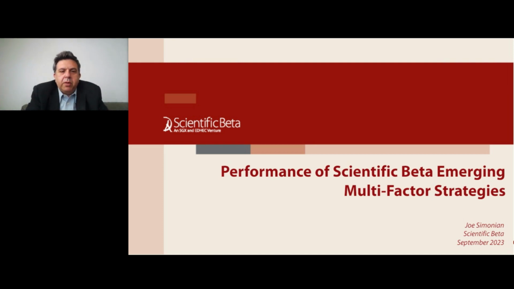So we're going to talk about performance of the scientific beta EM strategies in the second half of the presentation in relation to the overall EM universe. And what we're going to try to do is give you some understanding of what elements of the scientific beta process are responsible for its outperformance over the last 5 or so years.